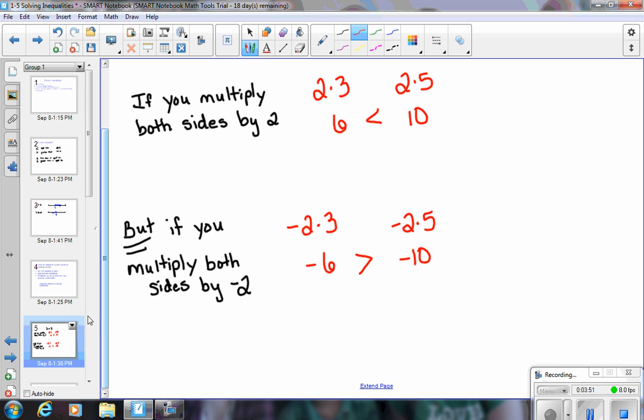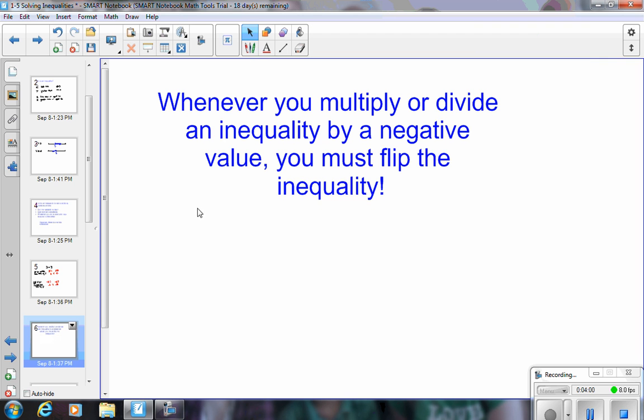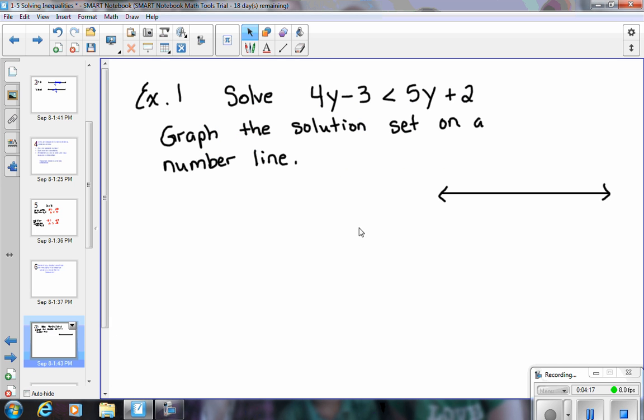So what that means you need to remember is whenever you multiply or divide an inequality by a negative value, you must flip the inequality. So that's true for division as well. Anytime you are going to multiply or divide an inequality by a negative value, you must remember to flip the inequality. So let's try a first example.